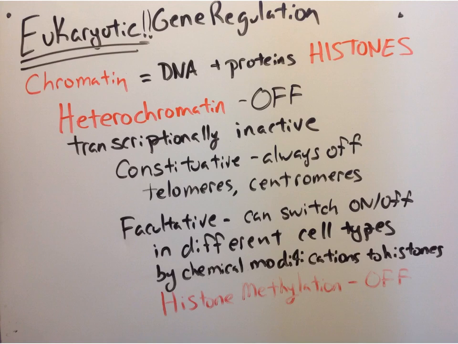Now, a methyl group doesn't have a charge. However, it creates a binding site for other proteins that can come in and further compact and crunch down and block transcription from happening in that area. So histone methylation shows up in heterochromatin in regions that are transcriptionally inactive or off.